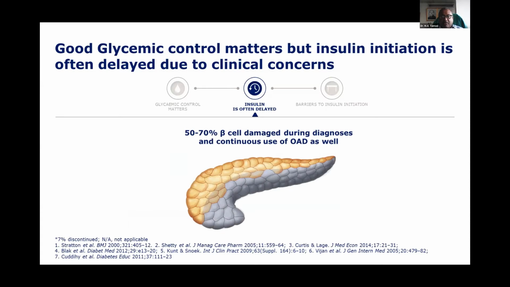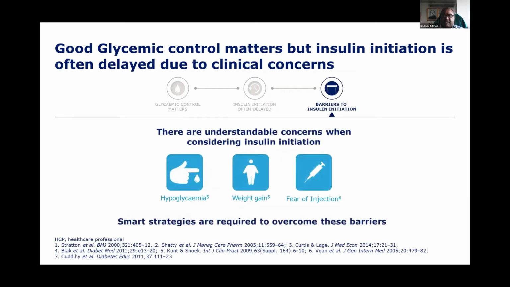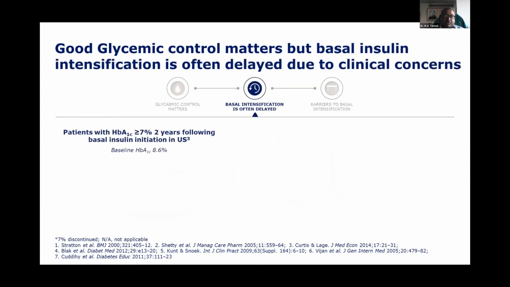And all of us know that because of continuous use of OADs, and at diagnosis, persons already come with 50 to 70% beta cell damage. So why should we delay to initiate insulin? There are some understandable barriers when considering insulin initiation: fear of hypoglycemia, weight gain is a concern, and fear of injection also. And we have to take smart strategies to overcome these barriers.